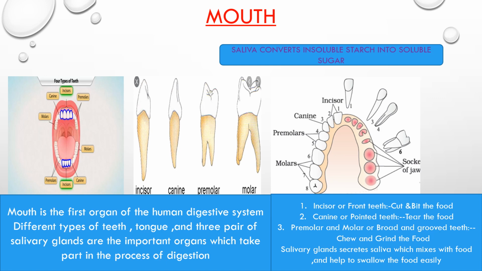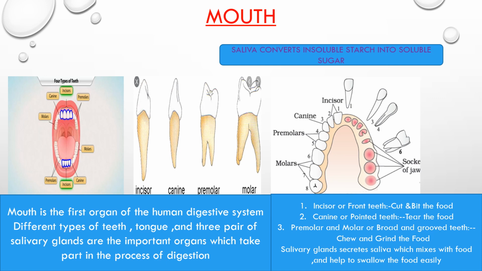Beside the incisor, there is one canine which is also known as pointed teeth. One canine on the left side and one canine on the right side. So the total number of canines in the upper jaw is 2 and in our mouth is 4, and it tears the food. After the canine there are premolars.